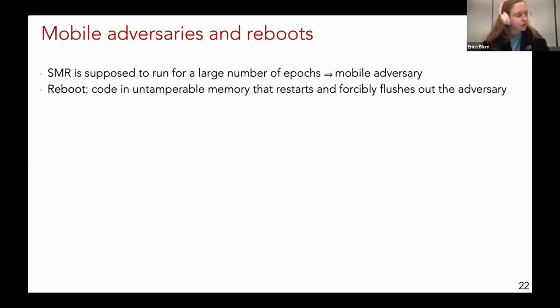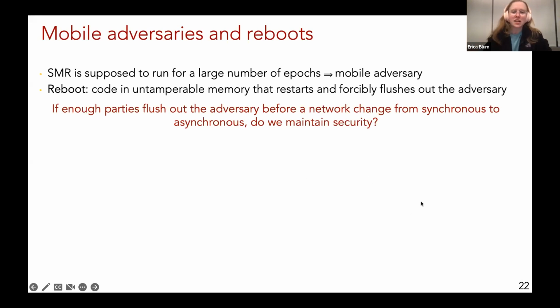So what we're going to do in order to accommodate that mobile adversary is assume that there is some code in untamperable memory that restarts and forcibly flushes out the adversary. Because essentially, if we don't have something like this in our model, we're kind of stuck, because if we're ever in the synchronous setting and the adversary corrupts more than the n/3 number of parties, which is an important and interesting part of our model and part of this problem, then if the network ever in the future switches back to asynchronous, we know that we run into that hard barrier, that impossibility result I mentioned earlier. So somehow our model needs to include this reboot in order for us to get anywhere.